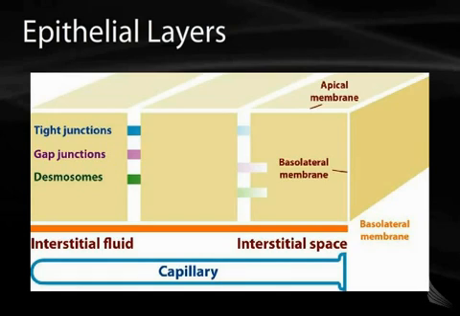Gap junctions are cytoplasmic connections between epithelial cells, and they allow small molecules to travel from one cell to another cell in order to permit intercellular communication. Desmosomes serve as structural support. They are proteins that are connected with the cytoskeleton of the cells adjacent to where these desmosomes are found, and they serve as structural support.